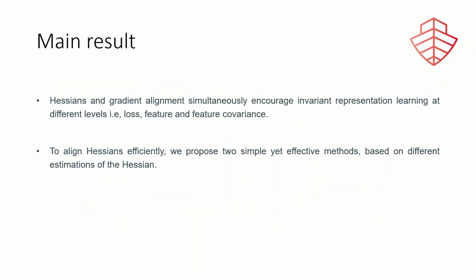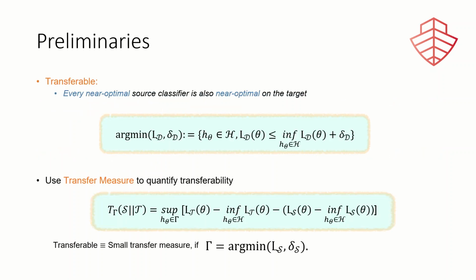We also show that Hessian and gradient alignment simultaneously encourage different levels of invariant representation learning for losses, features, and feature covariance. As a result, this is a generalization of many other works. To align Hessians efficiently, we also propose two simple methods that align the Hessians with less computational overhead.